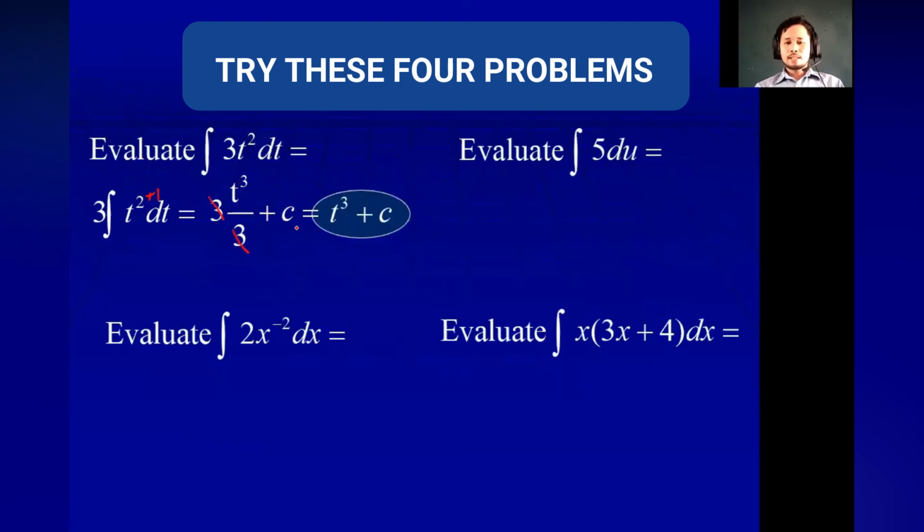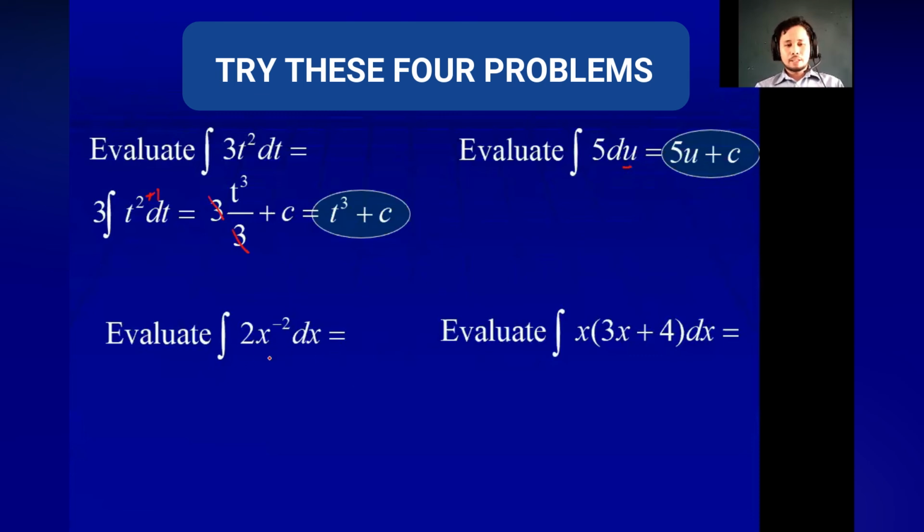Next, this is the constant rule for integration. So we multiply this by u. So 5u plus c, because the variable here is u. So we have 5u plus c.